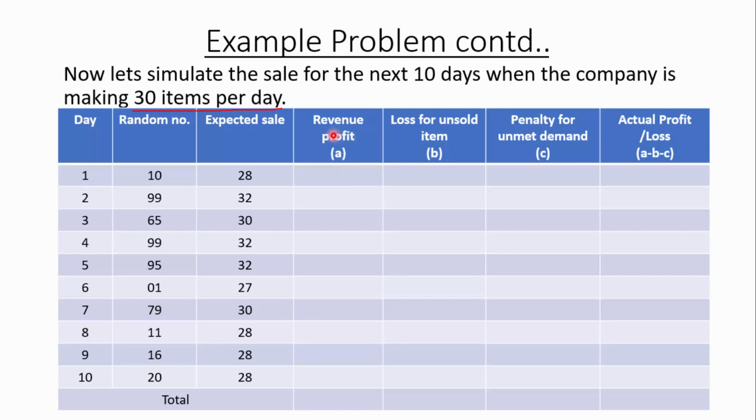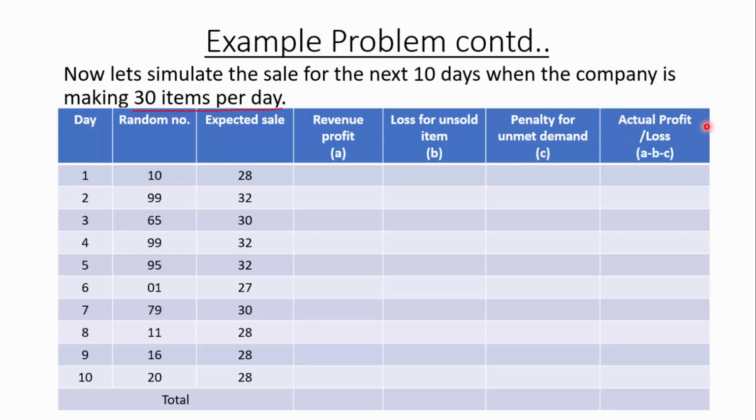So this we have taken as A, and this is the loss for unsold items. We have already seen that if there is any unsold item, it has to be disposed of at a loss of rupees 15. This value is termed as B, and there is a penalty for any unmet demand. There is a penalty of rupees 5 for any unmet demand. We have taken this as C.